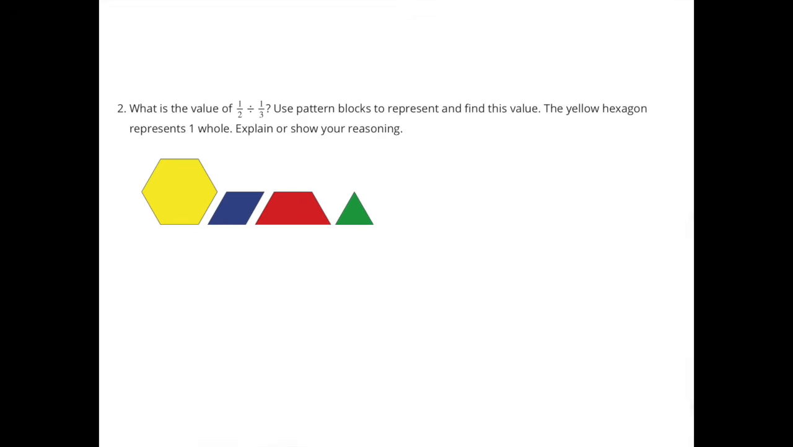Number 2. What is the value of 1/2 divided by 1/3? Use the pattern blocks to represent and find this value. The yellow hexagon represents one whole. Explain or show your reasoning.